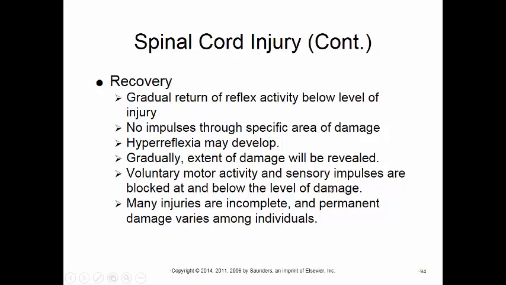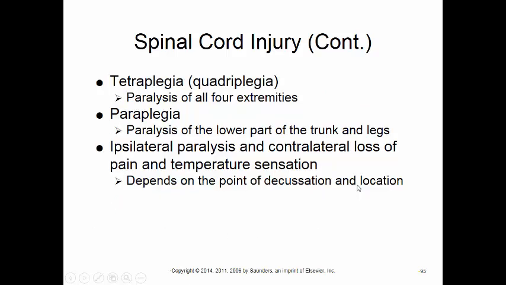Voluntary motor activity and sensory impulses are blocked at and below the level of damage. Many injuries are incomplete, and permanent damage varies between individuals. Some different terminology: tetraplegia is paralysis of all four extremities. Paraplegia is paralysis of part of the trunk and the legs, the lower part. Ipsilateral paralysis and contralateral loss of pain and temperature sensation depends on the point of damage and the location, where it's either the same side of paralysis or the opposite side with the sensation.